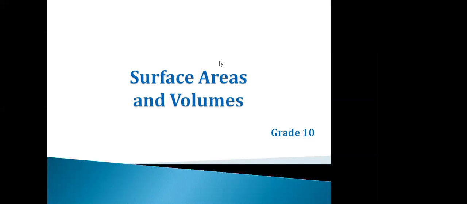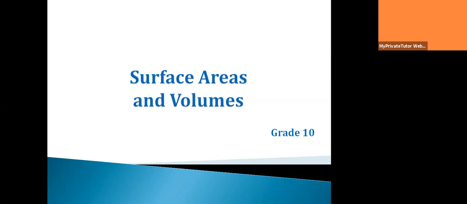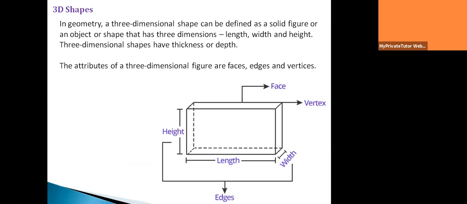In three-dimensional shapes, we find the surface area, which is the total area of that shape, and then we find the volume. But here we don't have any perimeter or circumference. I hope you know the unit of area is square units, for example square meters, and the unit of volume is cubic units.